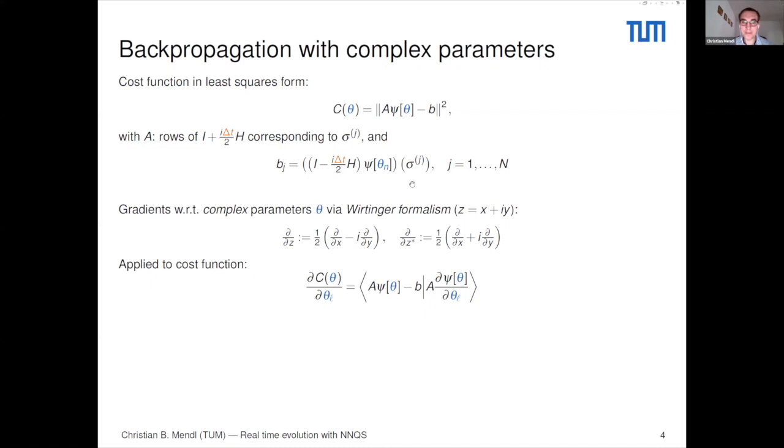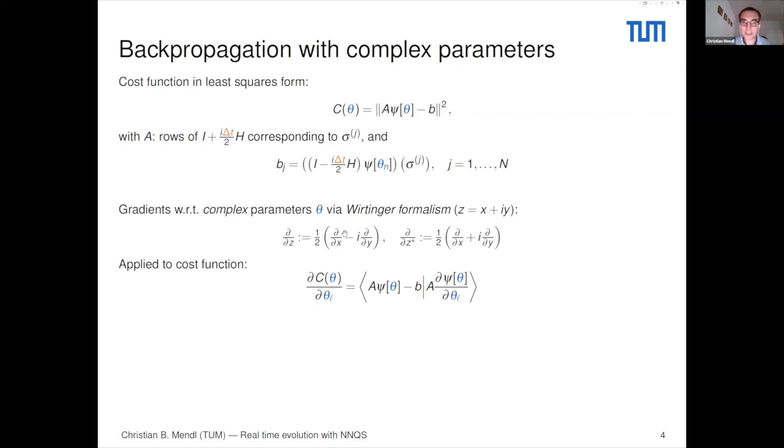To compute gradients, we make use of the so-called Wirtinger formalism, which provides the mathematical framework behind that. The thought behind it is that in our case, the cost function which we want to minimize is not holomorphic, meaning not a complex analytic function, because it is real valued. And in this case, it cannot be holomorphic except for the trivial case of a constant function.